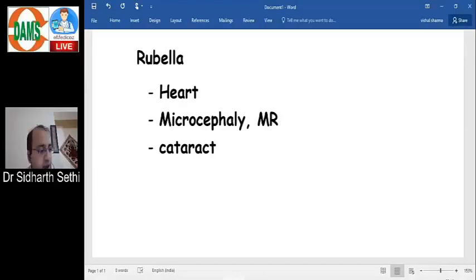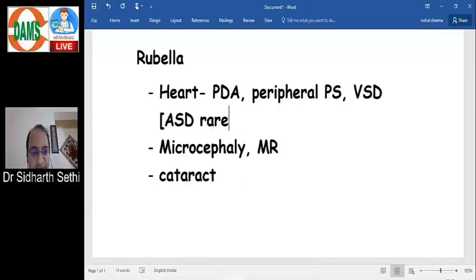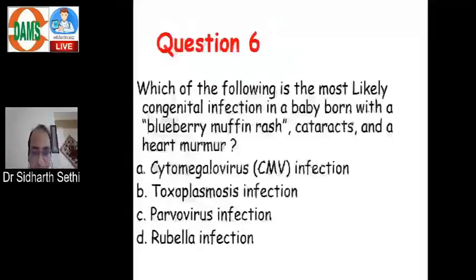In the heart, all of you remember, rubella has PDA, followed by peripheral pulmonary stenosis. They can also have a VSD. Remember, ASD is rare in rubella. So PDA is most common, then peripheral pulmonary stenosis, VSD, and ASD is rare in rubella. Coming to the next question, here I would say rubella.